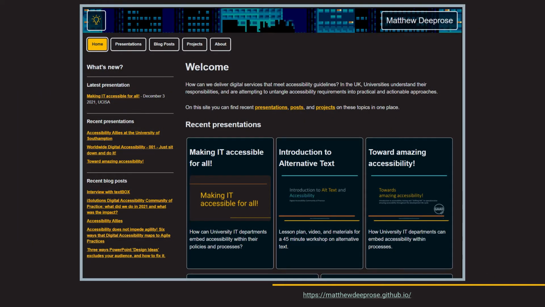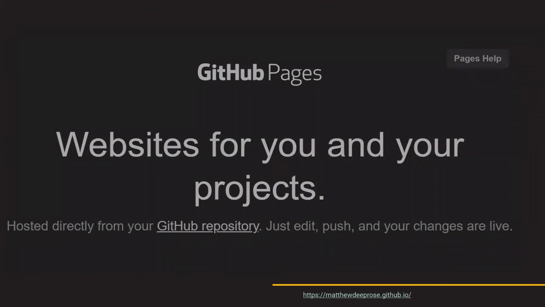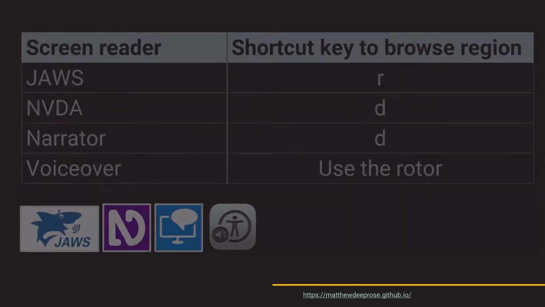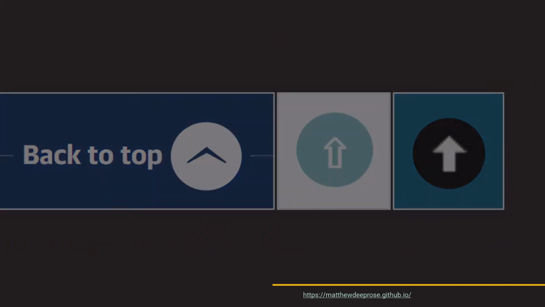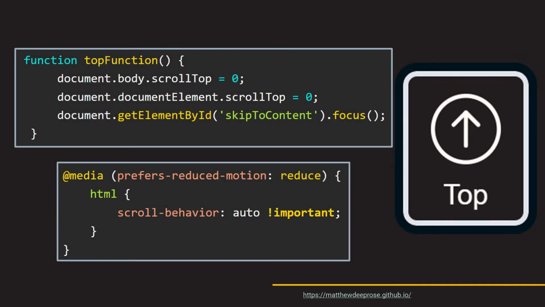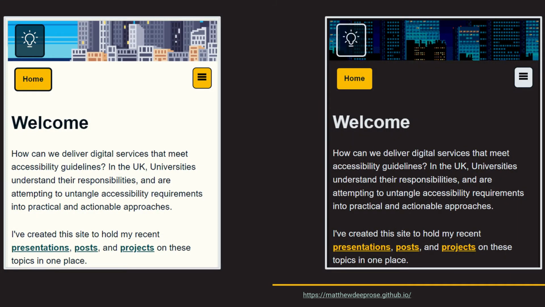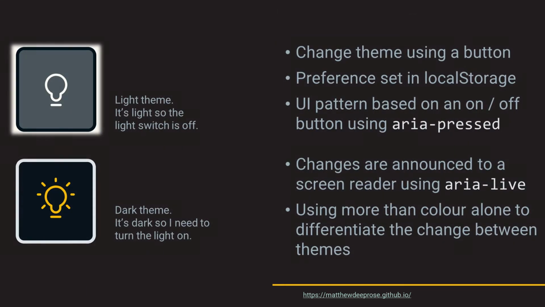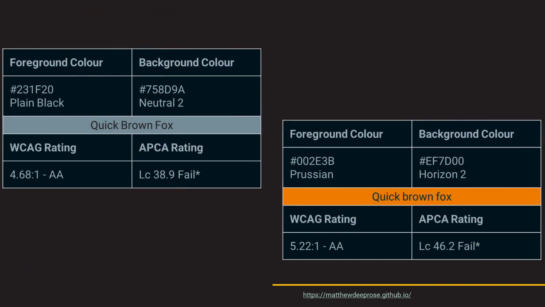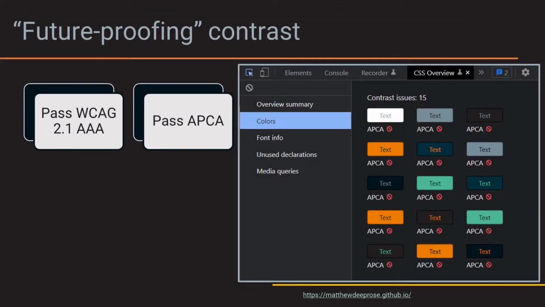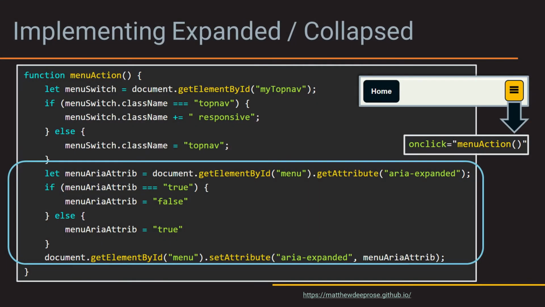In this video, I share what I learned about using GitHub Pages to host a site, landmarks and their benefits for those who use screen readers, making a hamburger menu accessible through using Accessible Rich Internet Applications attributes, or ARIA, scroll to top buttons, and the importance of accounting for those who prefer reduced motion, creating light and dark themes that account for operating system preference and also allow viewers to toggle between them, how I attempted to future-proof color choices by accounting for the Accessible Perceptual Contrast Algorithm, APCA, which will be used in the next generation of the Web Content Accessibility Guidelines, and how to use JavaScript to change ARIA attributes.